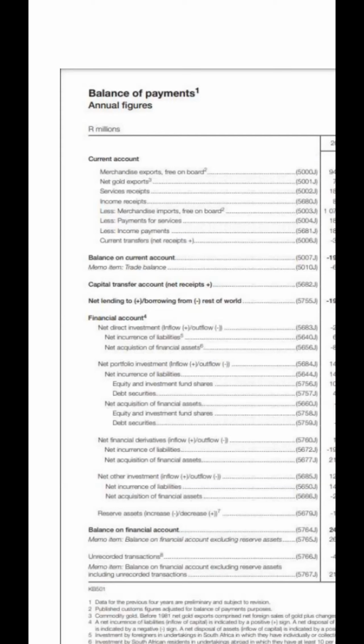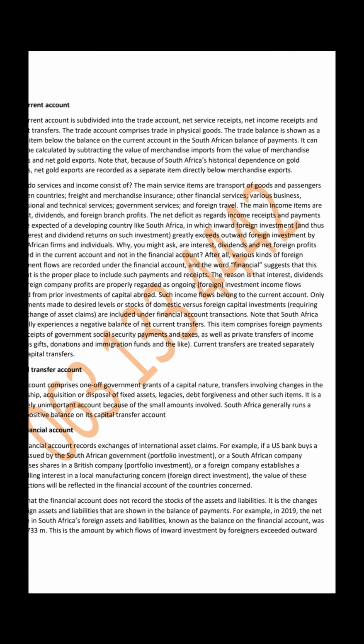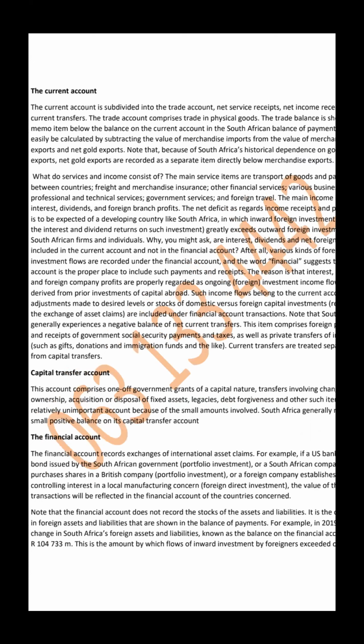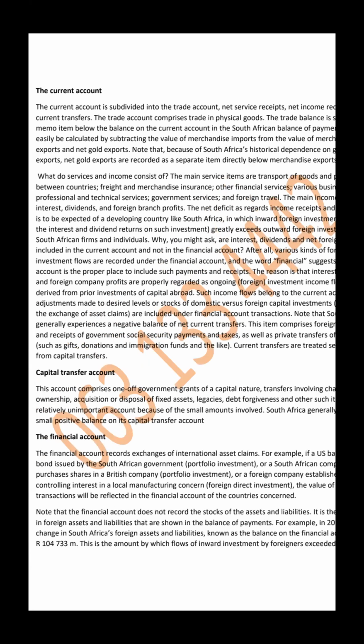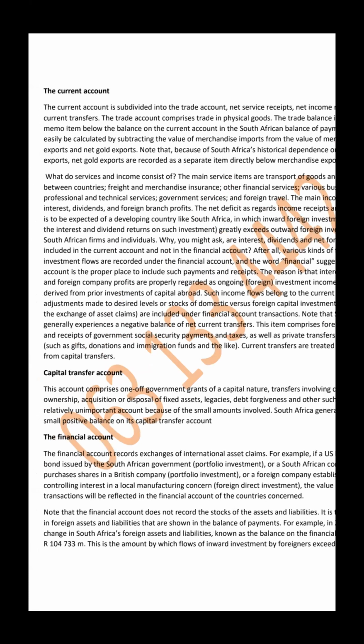So you'll be able to tell if we have a trade deficit or a trade surplus. That's what we mean when we say that in the South African context you don't get that shown explicitly, but you can just do the calculation for yourself. The trade balance can be easily calculated by subtracting the value of merchandise imports from merchandise exports and net gold exports. That will basically give you that amount.